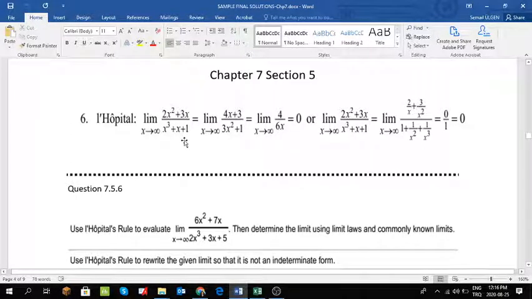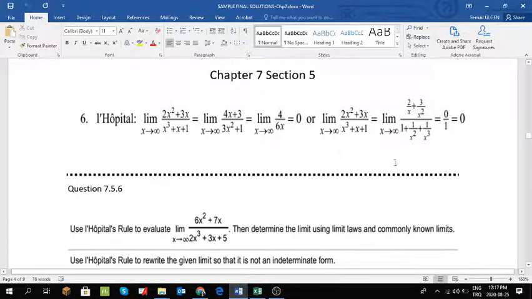This is infinity over infinity. L'Hopital's rule can be applied, and the derivative of the top is 4x plus 3. The derivative of the bottom is 3x squared plus 1. And plug in infinity here. This is infinity over infinity. Apply L'Hopital's rule one more time. Then you have 4 on top and 6x here, and of course as x goes to infinity, this is 1 over infinity, which is 0.